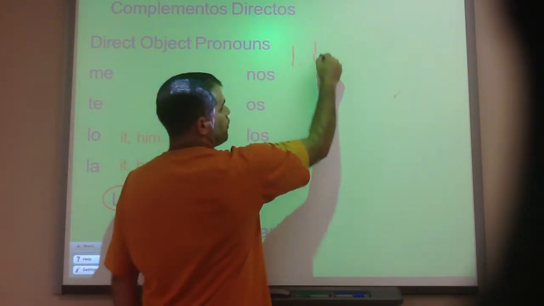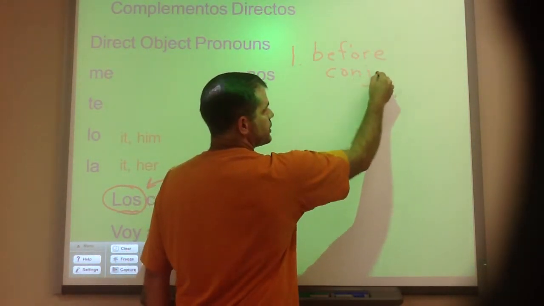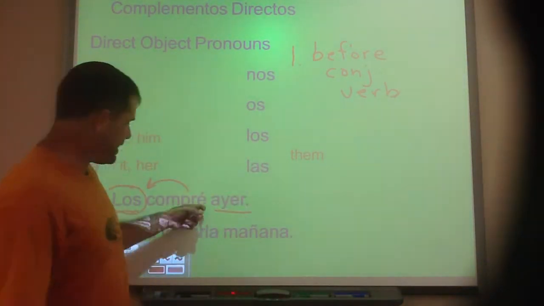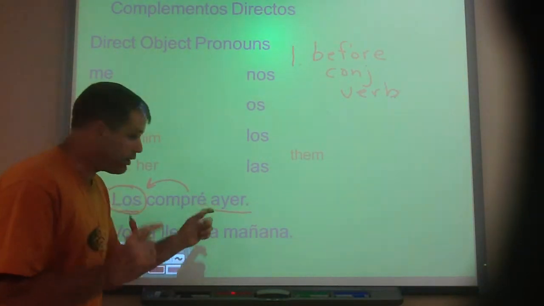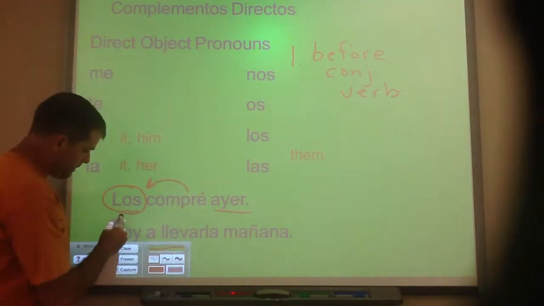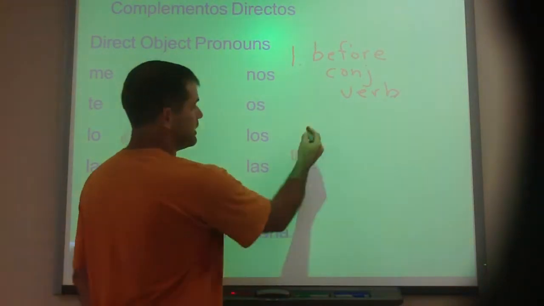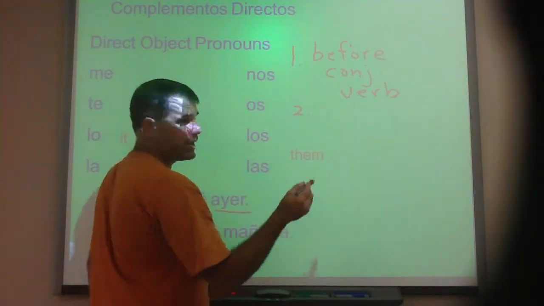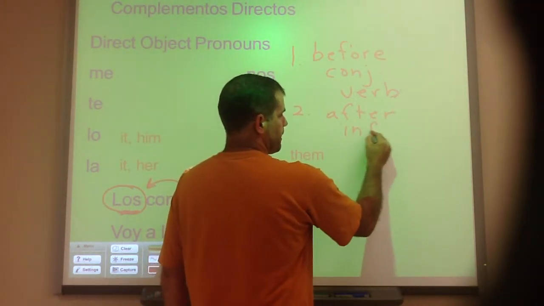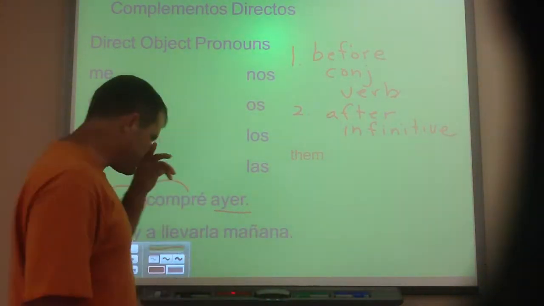One, before a conjugated verb. So any verb that has been changed, put an ending on it. It's not in the infinitive form, AR, ER, or IR. So if it's been changed, conjugated, we can put a direct object pronoun in front of that conjugated verb. So before a conjugated verb is the first place a direct object pronoun can go. The second place is after and attached to an infinitive. Okay, so after an infinitive and attached to it.